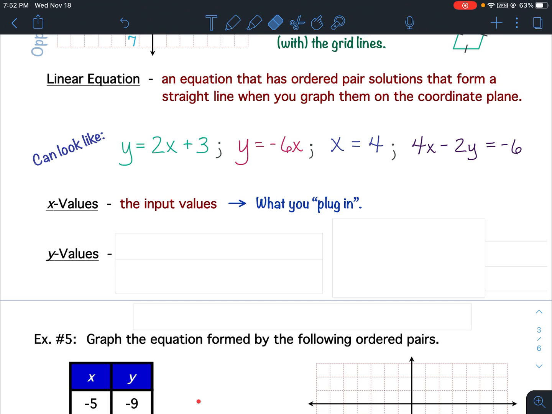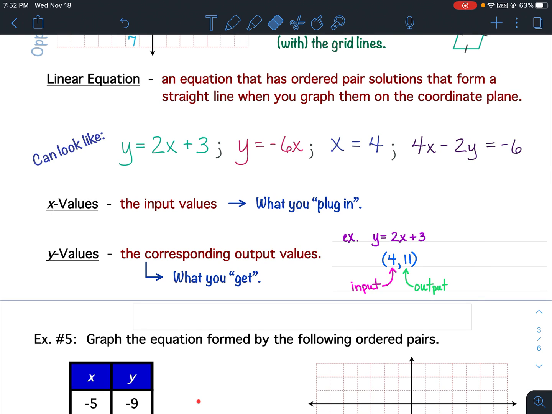All right, your y values are the corresponding output values. In other words, it's what you get. And I'll explain more of that in a moment. So your x values are your input values, and your y values are your output values. So you will plug the x values in, and what you get after plugging them in is your y value.